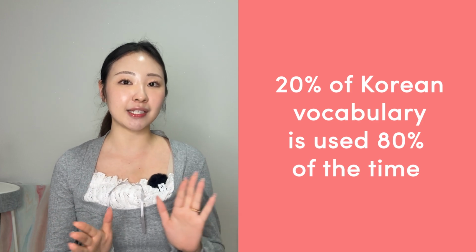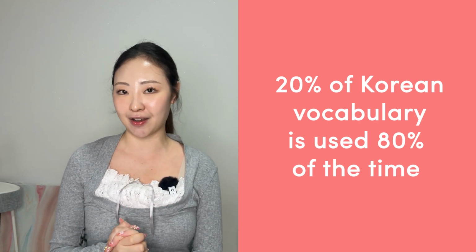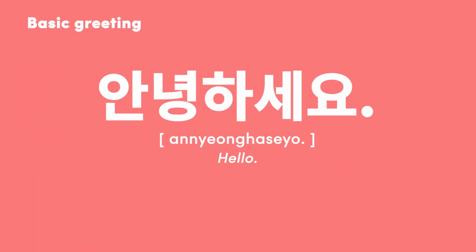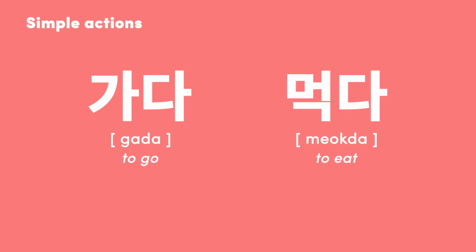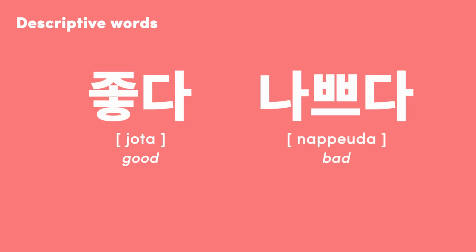Once you know Hangul, the next step is to focus on the most common Korean words. This is where the 80-20 rule comes in. About 20% of Korean vocabulary is used 80% of the time in daily conversations. Start with these everyday basics. Basic greetings like 안녕하세요, common objects like 물 and 밥, simple actions like 가다 and 먹다, basic descriptive words like 좋다 and 나쁘다.